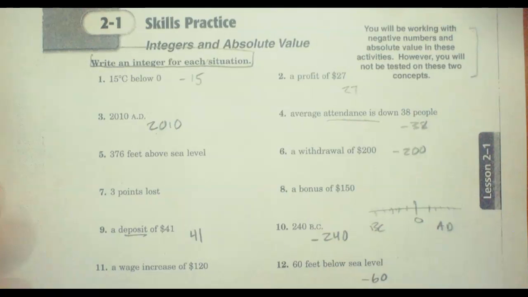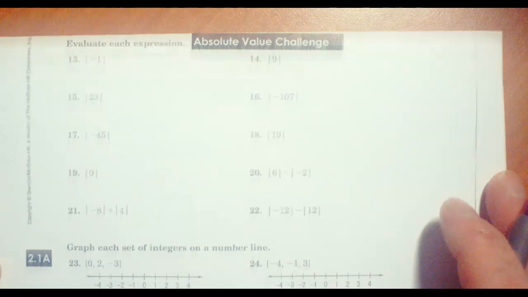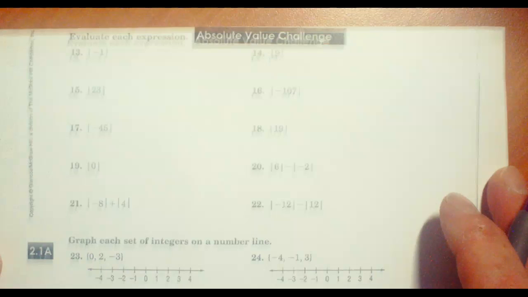I'll leave you a few to do on your own. Let's take a look at the bottom of this page, which gives you kind of a neat little lesson on absolute value. Absolute value used to confuse me as a kid, and nobody ever explained it to me, that absolute value is simply the distance from zero.